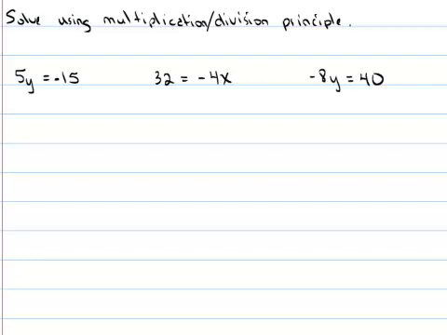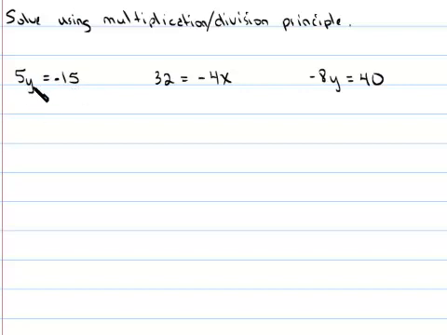Okay, here we're going to go ahead and start using the multiplication division principle, which basically states that when you have an equation, you can multiply or divide both sides of the equation by the same amount to produce an equivalent equation. So in this case, look at the first one. We're supposed to solve for y. 5 times y equals negative 15.